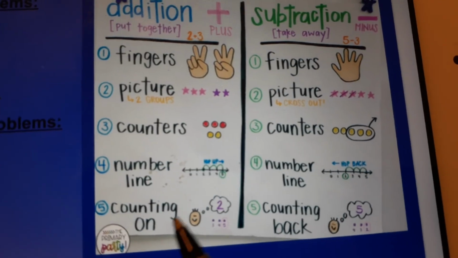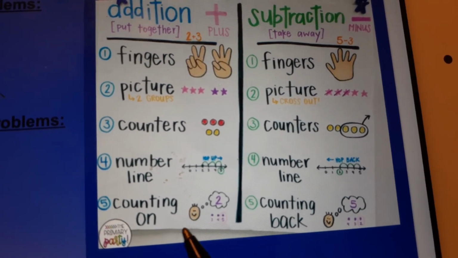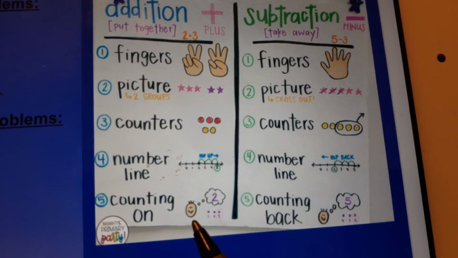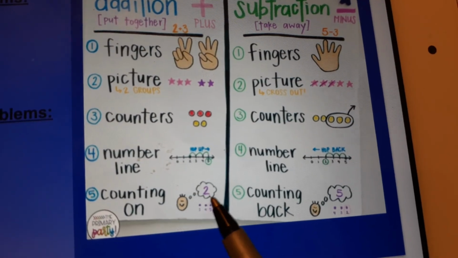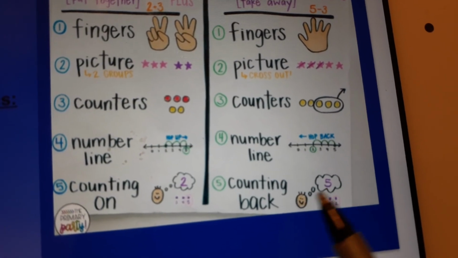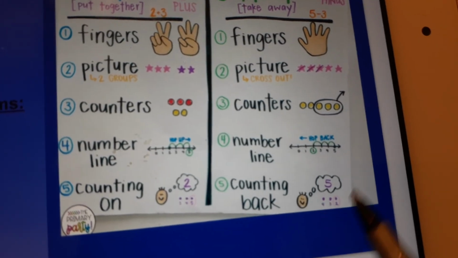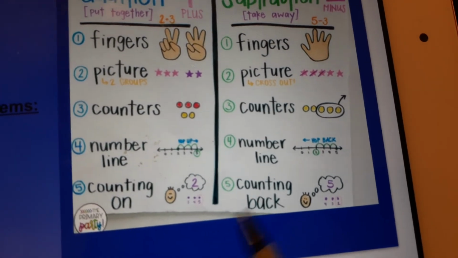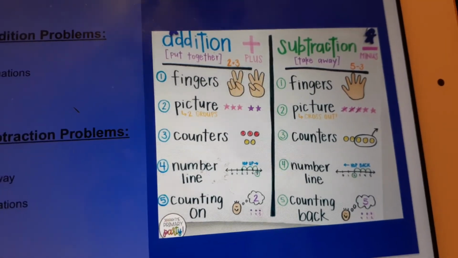We could count on. So if I have 2 and I'm adding 3, I go 3, 4, 5. I don't count 2 because I already have 2. So I go 3, 4, 5, and I just added 3 there. I count back. I have 5, so I'm going to go 4, 3, 2. That means I'm taking away 3 and I have 2 left, counting back and counting on. All these amazing strategies we use when we are doing addition and subtraction problems.